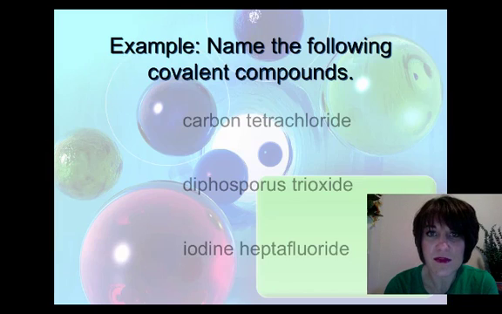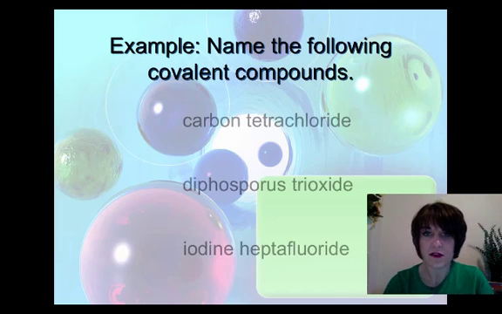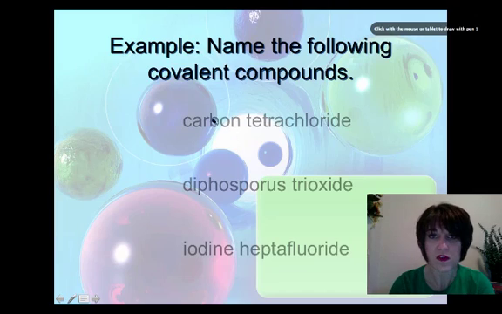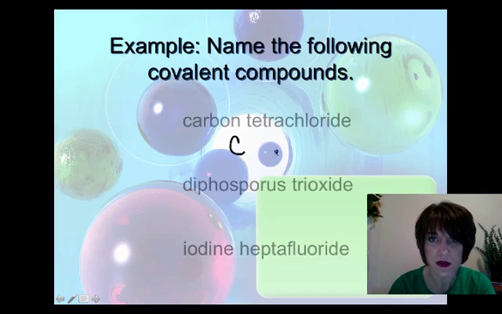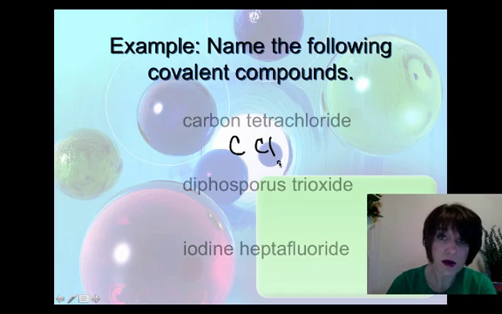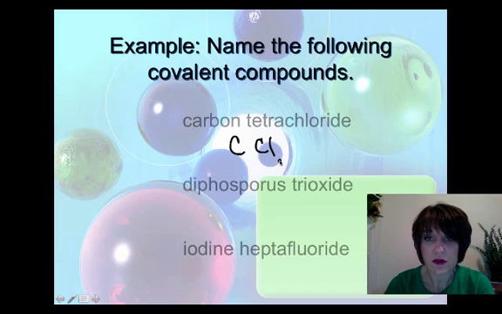Example is, name the following compounds. Well, we already have the names on the screen. So let's try writing the formulas from these. We're going to go backwards. So carbon has the symbol C, and chlorine has the symbol Cl. And the prefixes will tell me how many of each to use. And it doesn't say monocarbon, but that would be redundant, right? We know carbon is just one carbon. Tetra is 4, so I need, for carbon tetrachloride, CCl4.